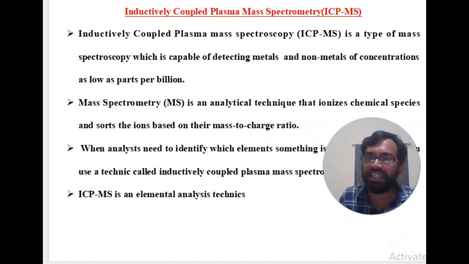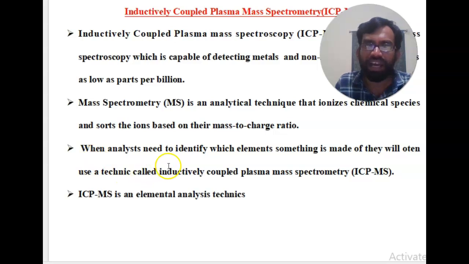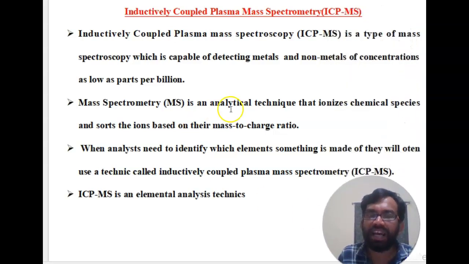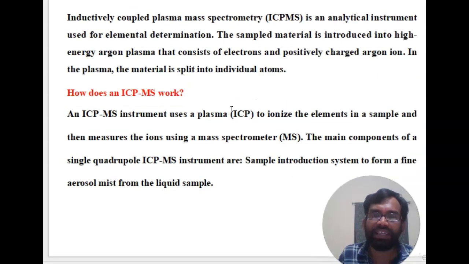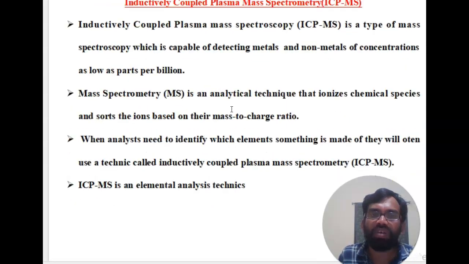And then when the analyst needs to identify which element something is made up of, they will often use a technique called inductively coupled plasma mass spectroscopy. So ICP-MS is an elemental analysis technique. Simply you can say ICP is one of the elemental analysis analytical techniques. Then you can see here the working principle.